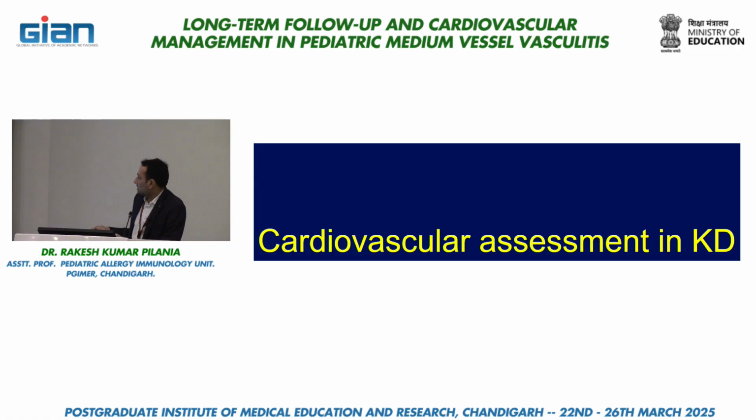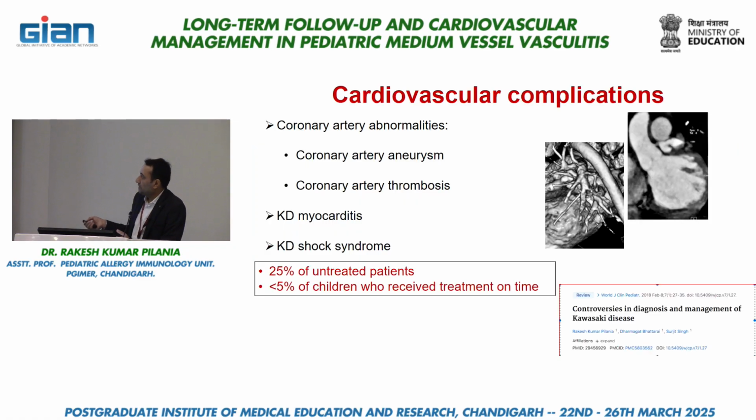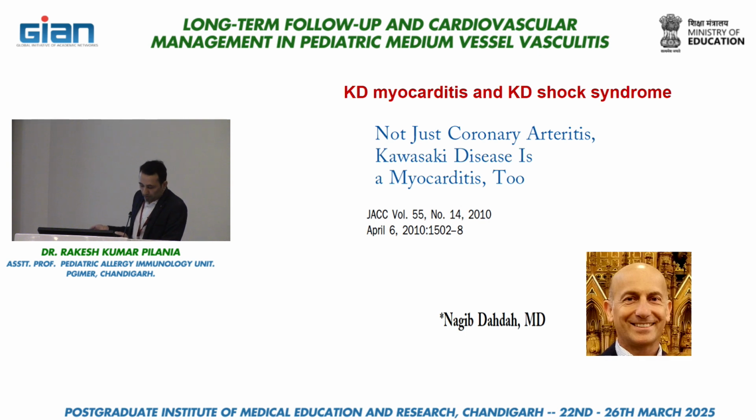So the cardiovascular assessment in KD is an important component, and we need to learn about coronary artery abnormalities, KD myocarditis, and KD shock syndrome. If you don't treat, up to a quarter of patients can develop cardiovascular complications, and still less than 5% of children can develop them even when treated on time. Professor Nazib Dada first described that it's not just coronary arteritis; Kawasaki disease is a myocarditis too. We ignore this entity, but myocarditis is an integral component of Kawasaki disease.